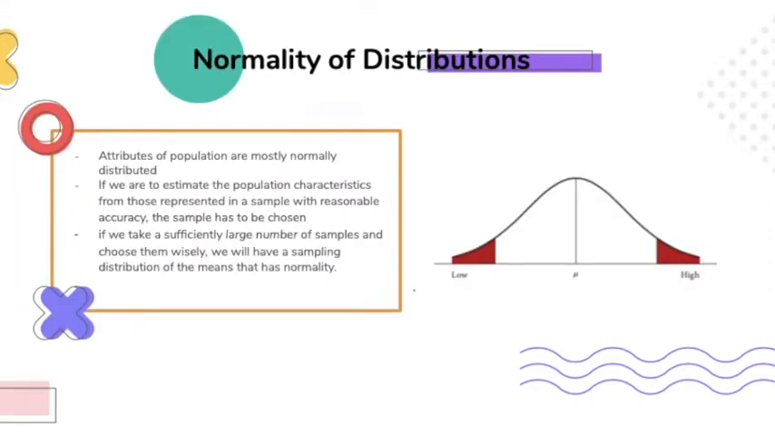Next is normality of distributions. Attributes of a population are mostly normally distributed. If we are to estimate the population characteristics from those represented in a sample with reasonable accuracy, the sample has to be chosen carefully. If we take a sufficiently large number of samples and choose them wisely, we will have a sampling distribution of the means that has normality.